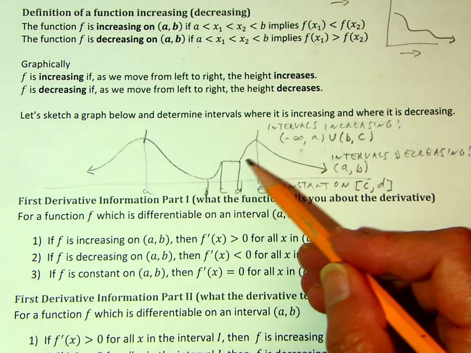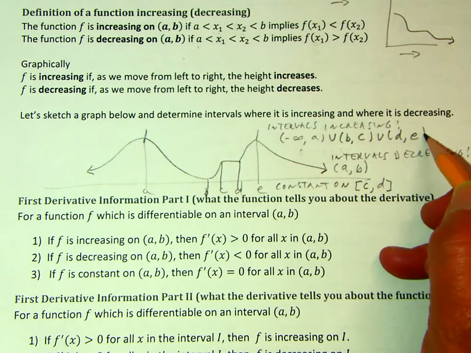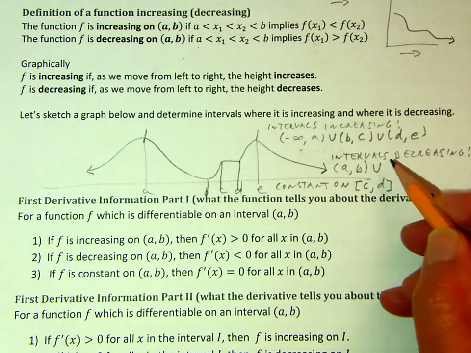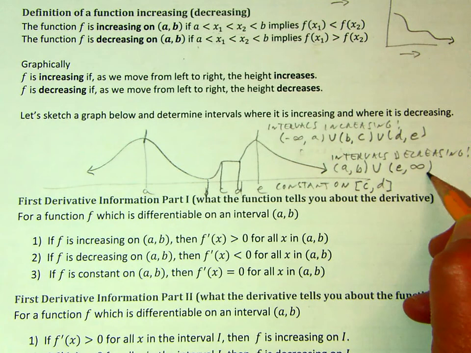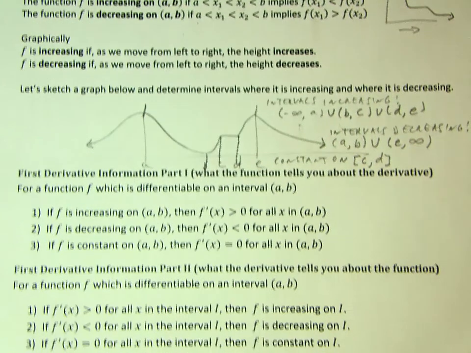And then from d to e, we're increasing again. And from e to infinity, we're decreasing again, so union e to infinity. So we're using the interval notation and the union symbol in order to identify these intervals. Let's keep going.